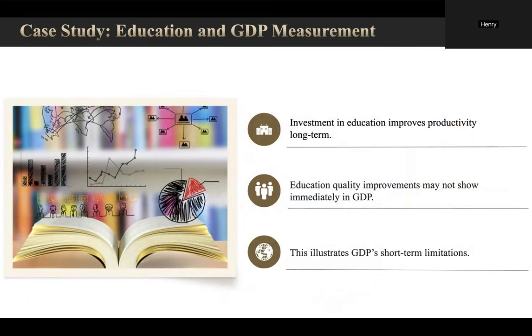Now, let's connect this to education again. Investment in education improves productivity and economic growth in the long run. However, improvements in education quality may not immediately show up in GDP figures. This highlights an important limitation of GDP. It often focuses on short-term output rather than long-term development. So a country investing heavily in education may not see immediate GDP growth, but could benefit greatly in the future.